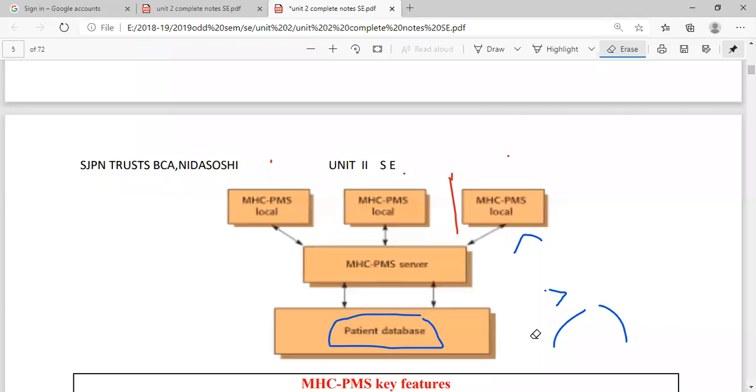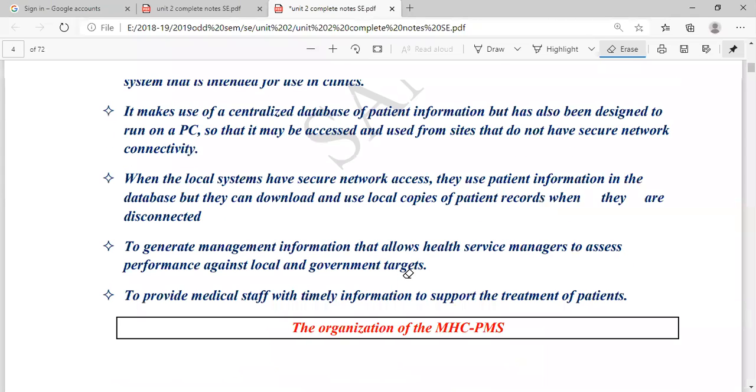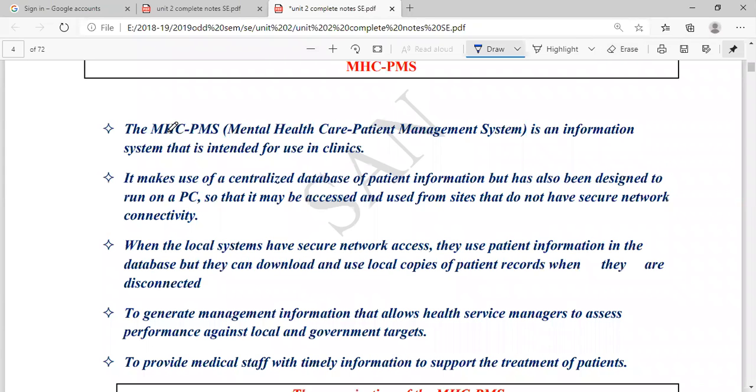Yeah, are you getting it? So this is why these kinds of healthcare software are called distributed software. It means changes can be made from anywhere, and the data can be accessed from anywhere at any time. All right. So that is the description.